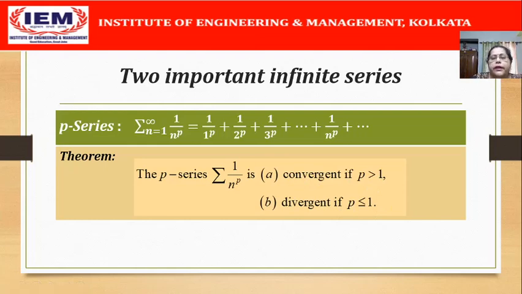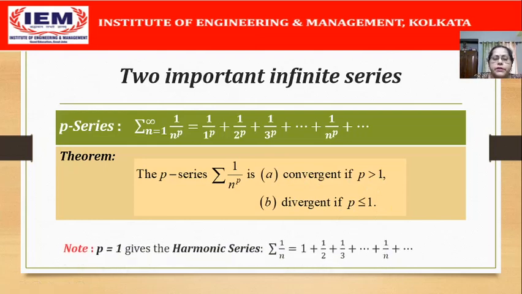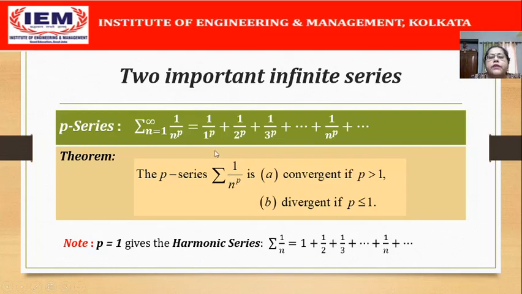Now note one thing: if p equals 1, what happens? p equal to 1 actually gives you the harmonic series, right? So this is 1 plus 1/2 plus 1/3 plus ... plus 1 by n. And we take note from here that if p equals 1, the series actually diverges. So again, we should remember that the harmonic series is a divergent series. Again, an important result to be remembered.